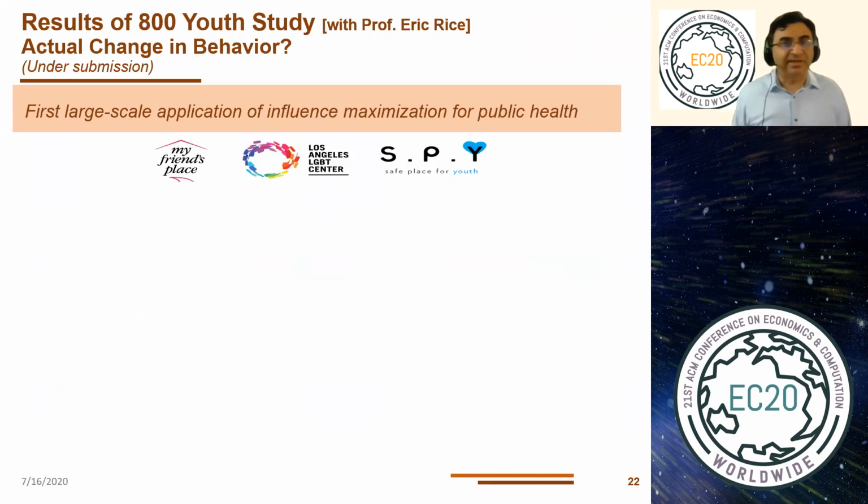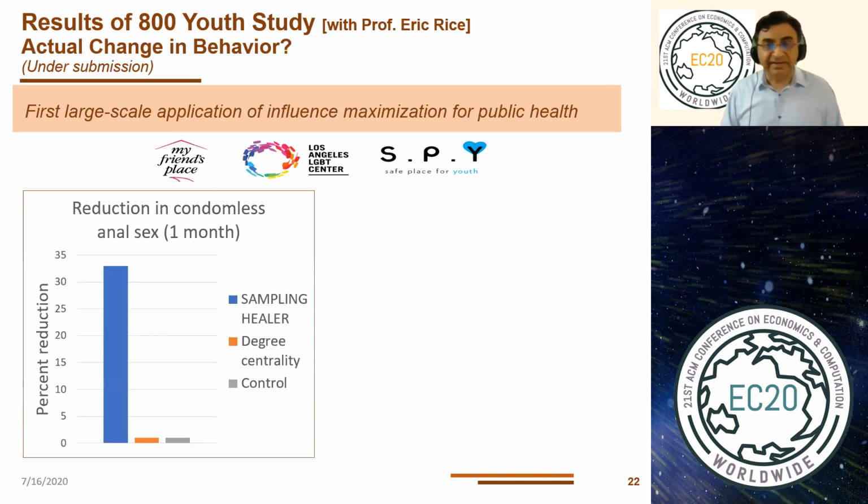So we did a study with 800 youth. The results have just come in. This is led by my friend and colleague, Professor Eric Rice of social work. And as far as we are aware, it is the first large-scale application of influence maximization for public health. This is done in collaboration with 3 homeless shelters: My Friend's Place, Los Angeles LGBT Center, and Safe Place for Youth. So the first thing we look at is HIV risk behavior, a reduction in condomless anal sex.